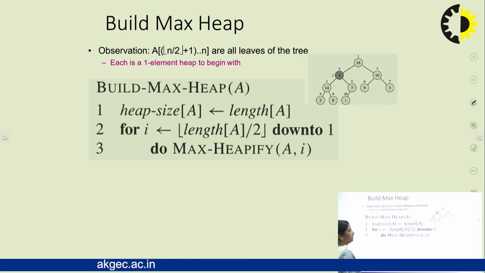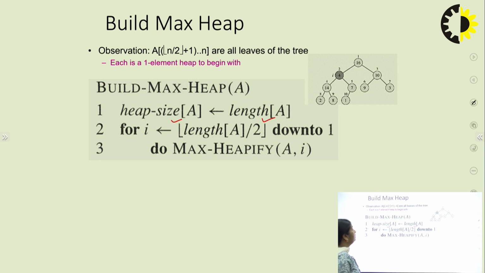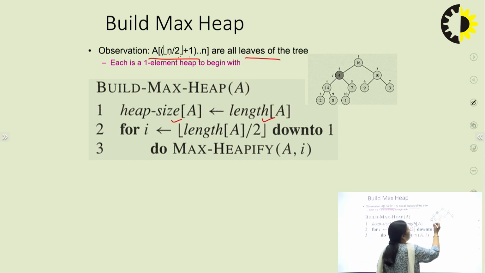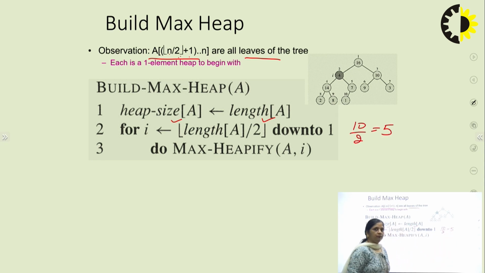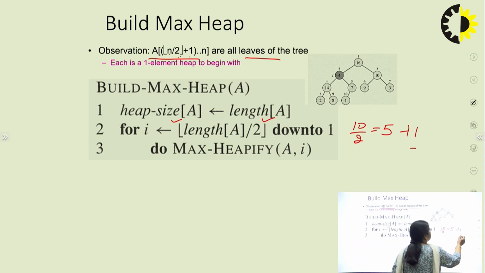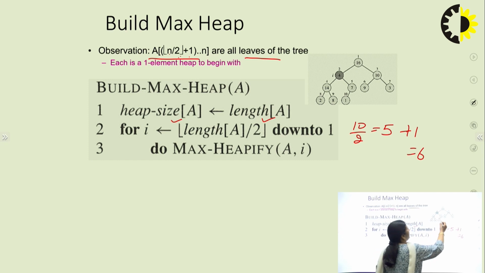So what is build heap? We will take the heap size as the length of the array. And now the main point to be noted here is which nodes are leaf nodes and which are non-leaf nodes. So floor of n by 2 plus 1 onwards are all leaves. We can see from here, we have 10 values. If I take 10 by 2, I will get 5. Then plus 1, that is 6. So we can see from here that from 6 onwards we have leaf nodes.